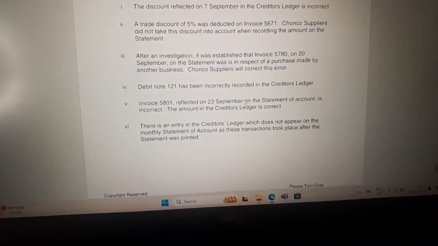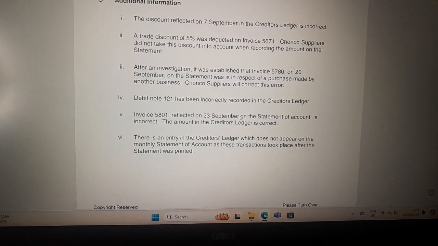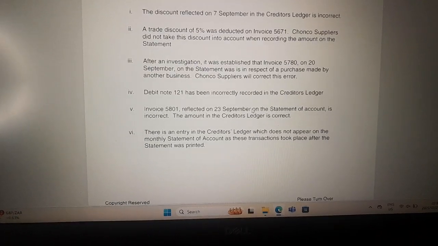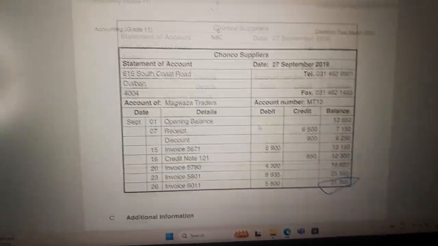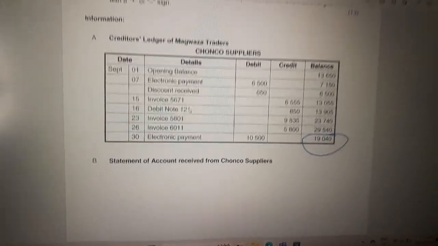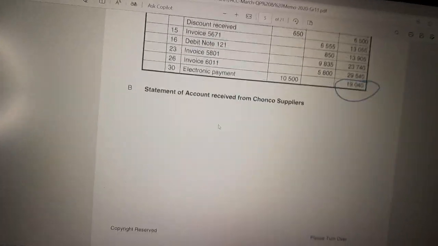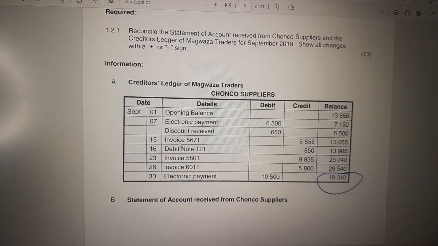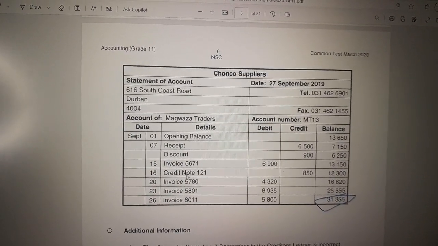IV says, debit note 121 has been incorrectly recorded in the creditors ledger. By reading that, you know for sure that the creditors ledger did something wrong. So we fix on which side? This side and not this side. Then we go to see that mistake. We go to debit note 121. Remember, a debit note signifies a return. And on the creditor's ledger, they recorded it as a debit note, but on the statement, they recorded it as a credit note.